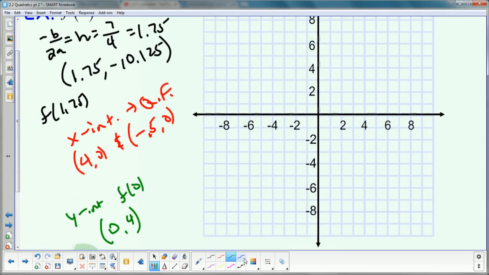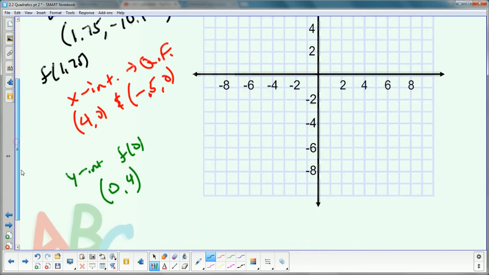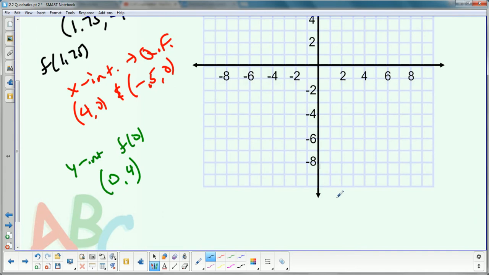Okay, so we've got 4 points here. We're going to use one of them to find a fifth. I'm going to start with my vertex. So 1.75, negative 10.125 is going to be right about there. Okay, maybe even a little bit higher, pretty close to negative 10. So right about there.